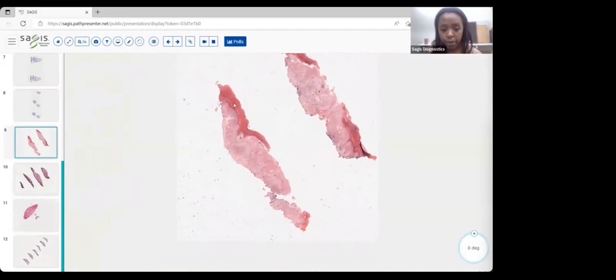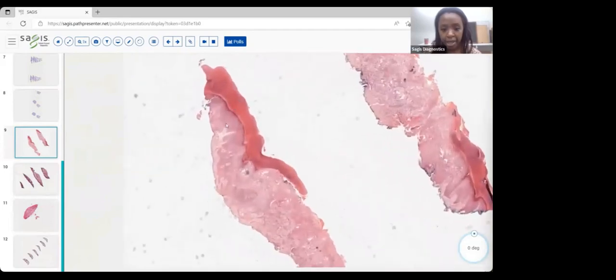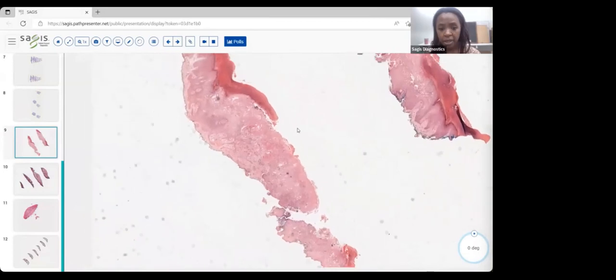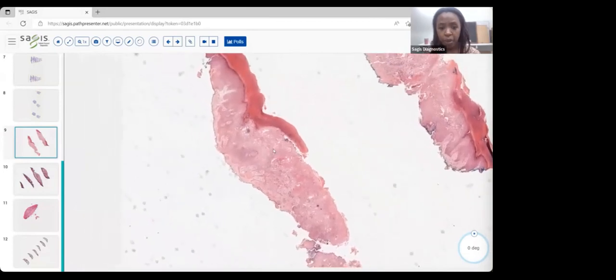Okay, so at low power, we're so lucky to have a little help here because again, we see some pretty good compact orthokeratosis, but look, we have that kind of pink layer in between the stratum corneum and the epidermis. So we know that we are acral. We have a stratum lucidum here. And then we have this ulcer. And so we want to know what's going on, what's causing this ulceration. So we're going to take a good look there.